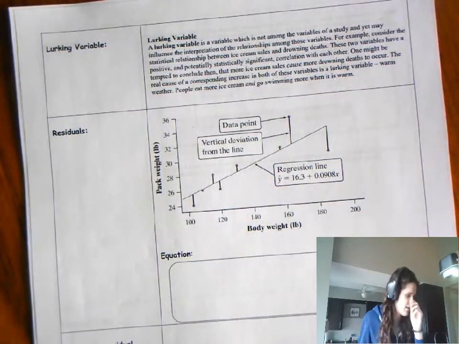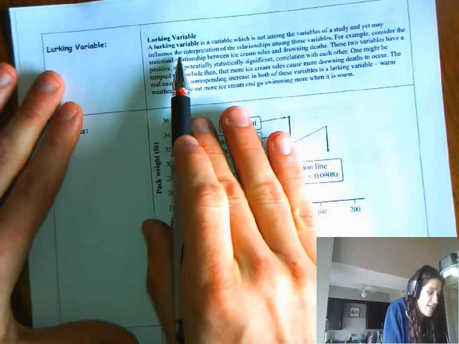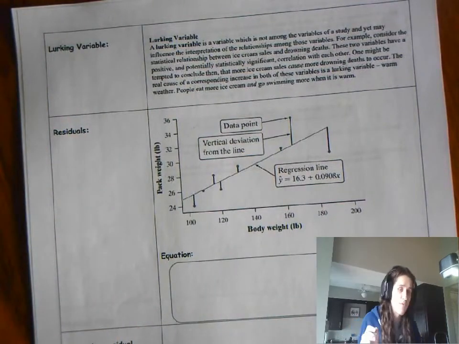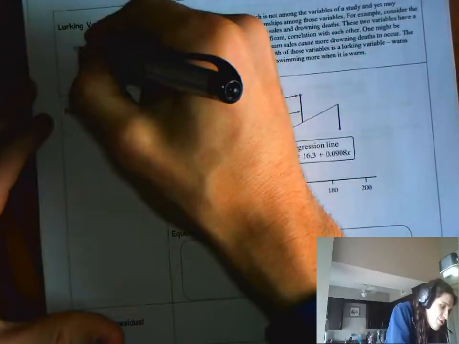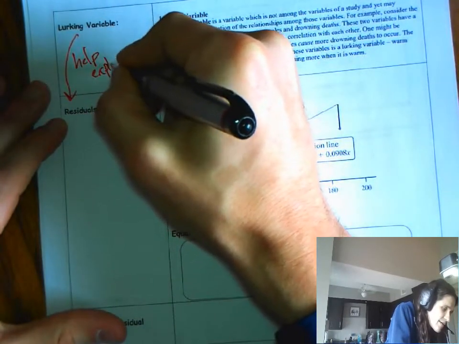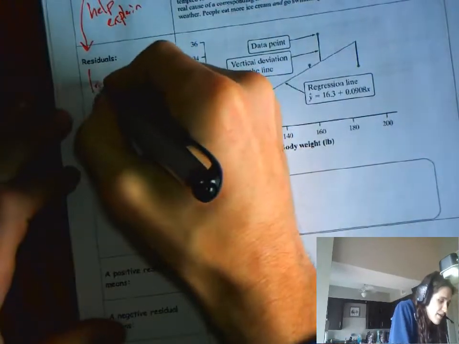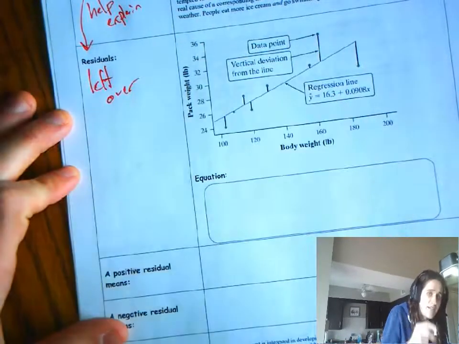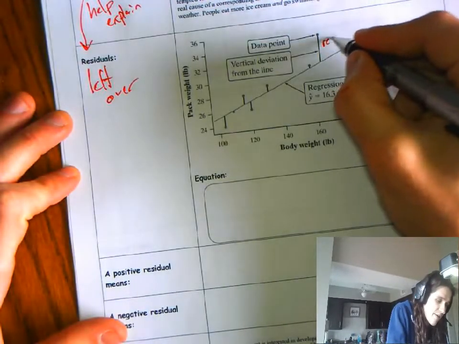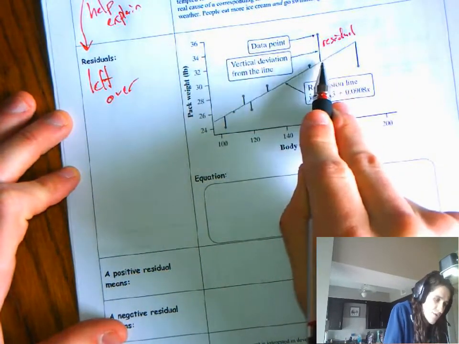So, lurking variable. A lurking variable is a variable which is not among the variables of study and influences the interpretation. You might have lurking variables here, and those lurking variables might help explain residuals. What is a residual? A residual is something that is left over, left behind. The residual is the distance between what we observed and what we predicted.